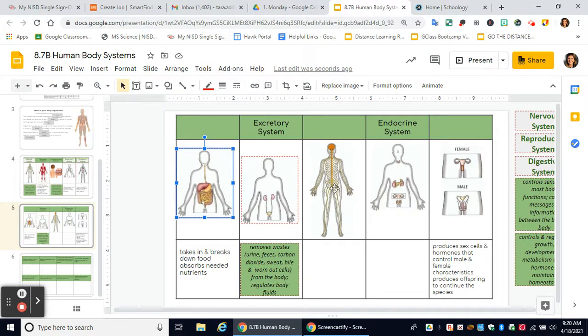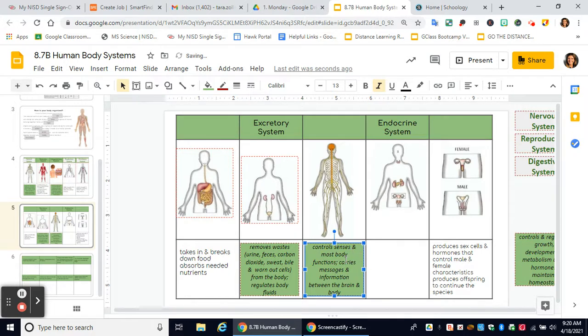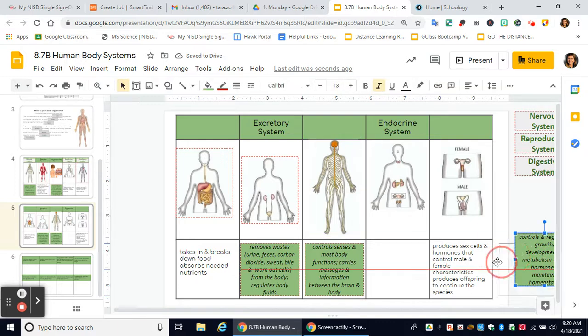Ooh, this looks like your nervous system because I see lots of nerves in your brain. Okay, and all these nerves are connected through your spinal cord, which is a very thick tube of nerves that leads up to your brain and sends messages to your brain. So I think it's right here. Let's drag this one over and see how that looks. Controls senses and most body functions, carries messages and information between the brain and the body. Perfect. And lastly, through process of elimination, we can drag this one over here.